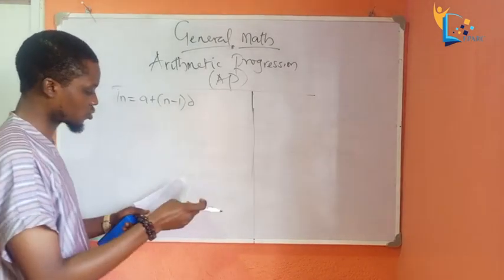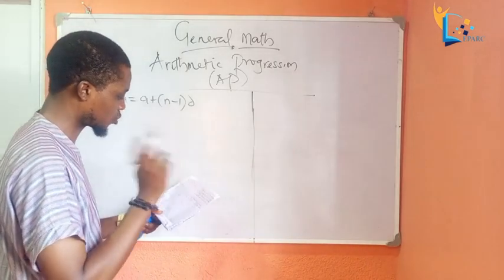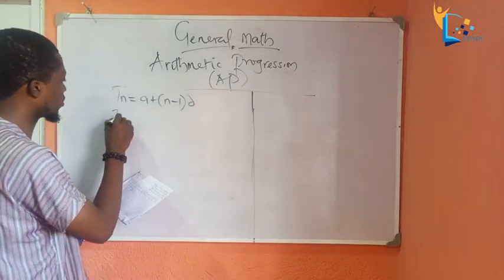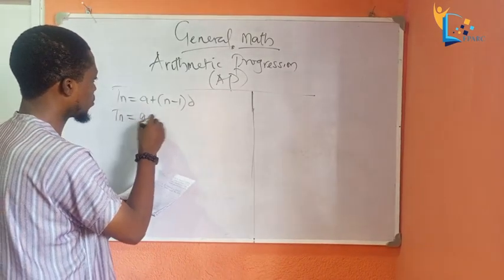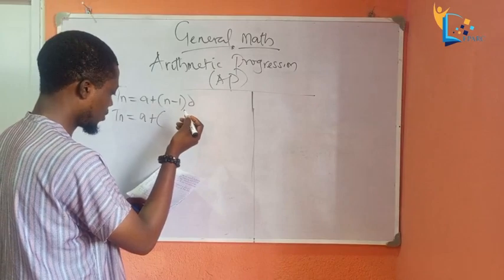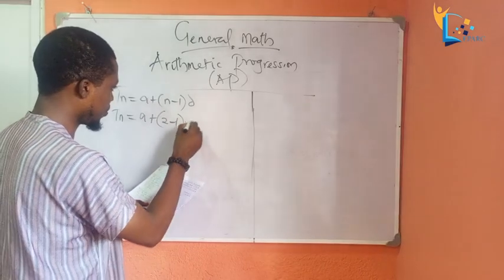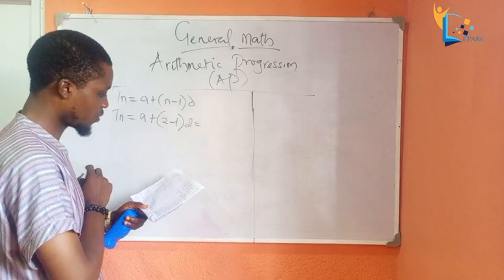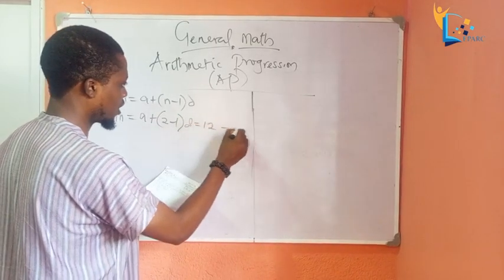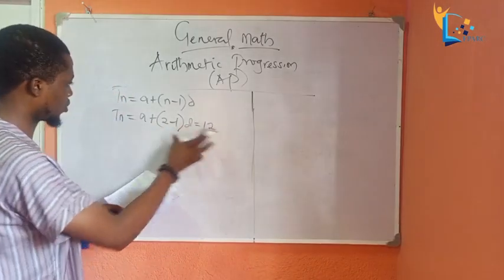So from our first illustration here, it said the second and fifth term of an AP are 12 and minus 6 respectively. So this will give us Tn is equal to the first term, which we don't know, plus n here. We have the second and fifth term of an AP, which are 12 and minus 6. So this is 12. This is our first equation.